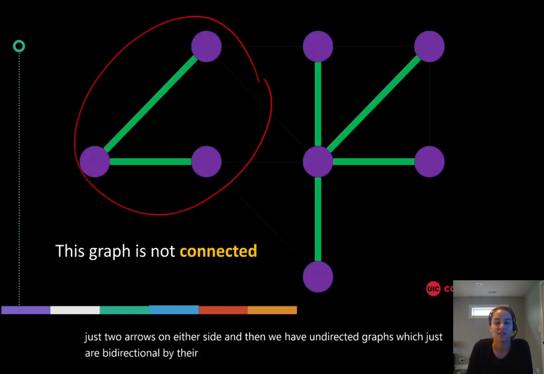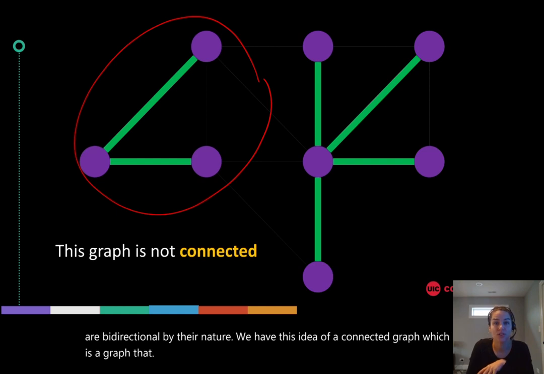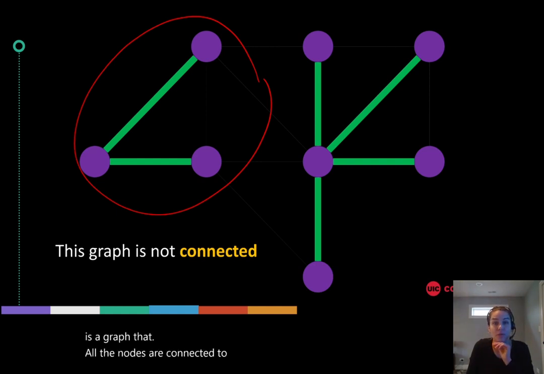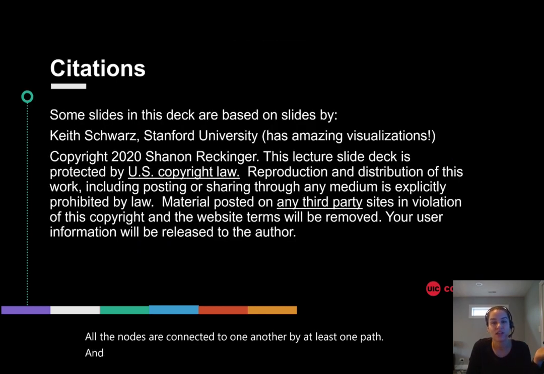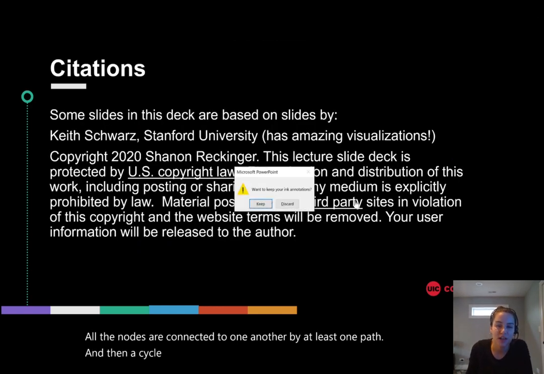We have this idea of a connected graph, which is a graph where all the nodes are connected to one another by at least one path, and then a cycle in a graph. So that's all the terminology we're going to go over in this video, and the main terminology that you're going to need to be aware of as you're working with graphs.